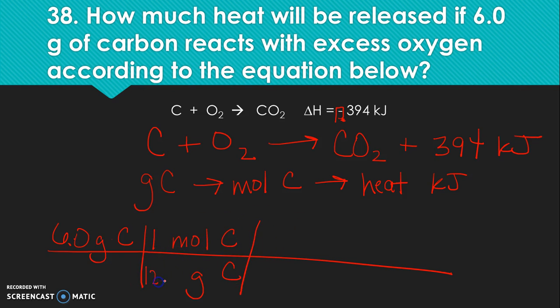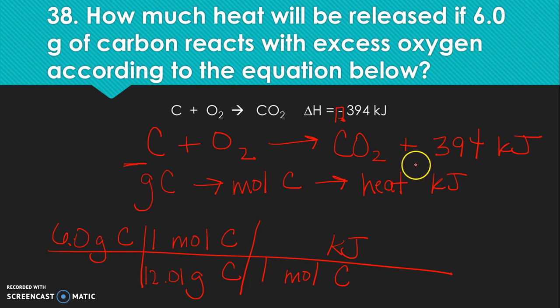1 mole of carbon is 12.01 grams. Then I want to get rid of moles of carbon, and it says I can go straight to kilojoules. So now I'm going to use my mole ratio. In this equation, there's 1 mole, because this is my coefficient here, right? And if there's no coefficient, then we make the assumption that there is 1.